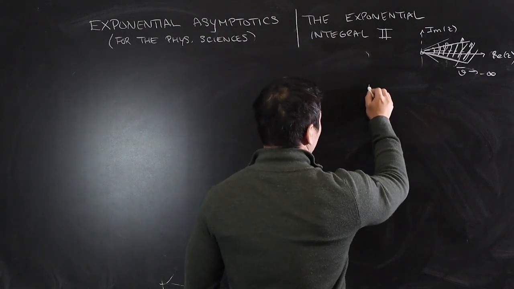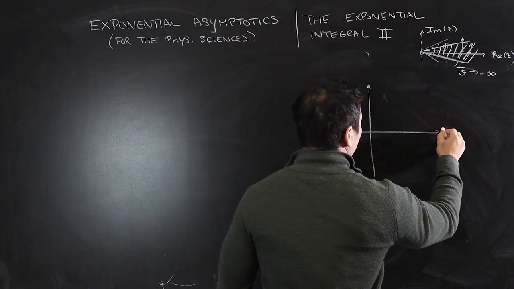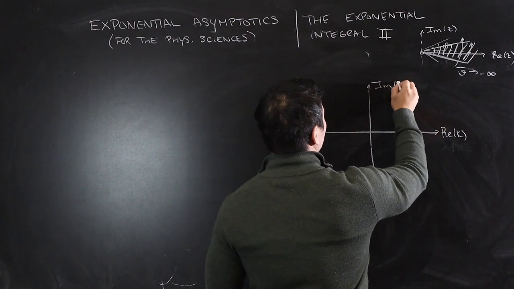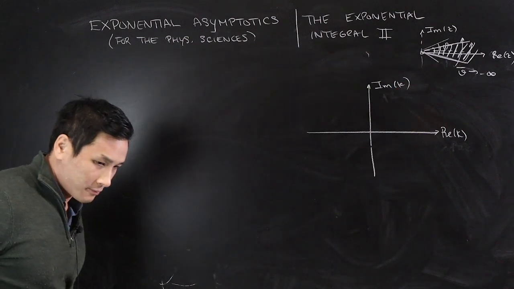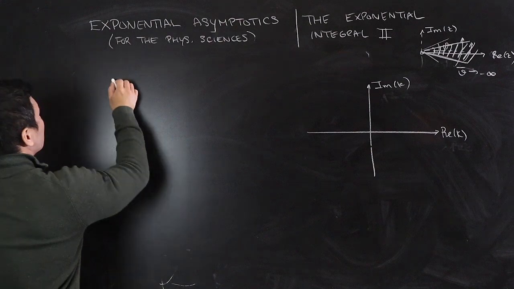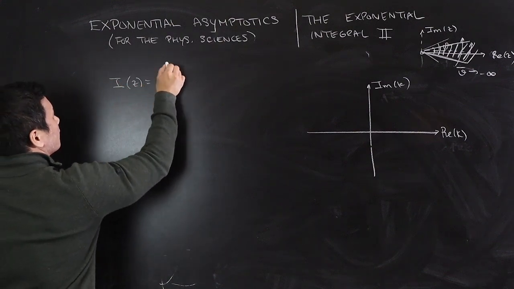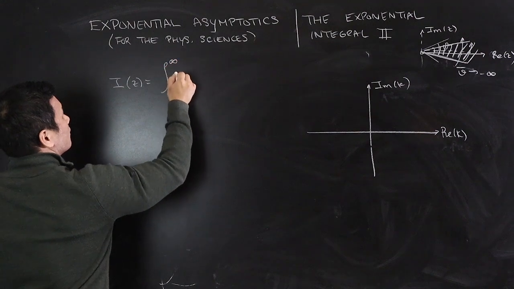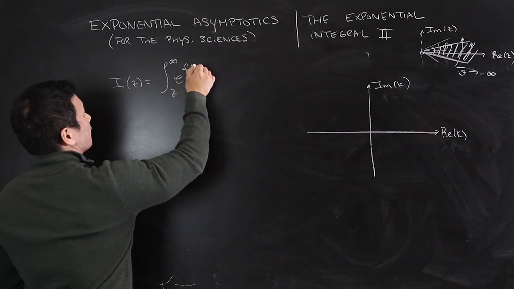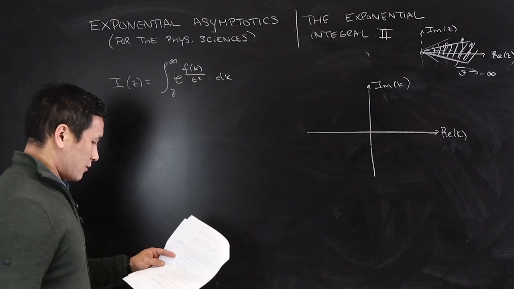So this is the real k plane and the imaginary k plane. Remember, the integral I is a function of z. It's an integral from z to infinity of e to the f of k over epsilon squared dk.